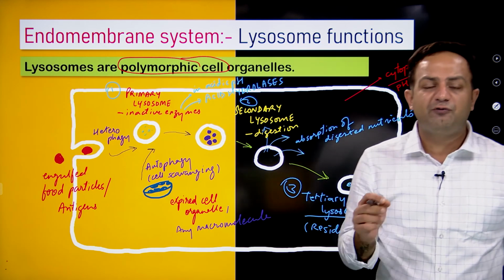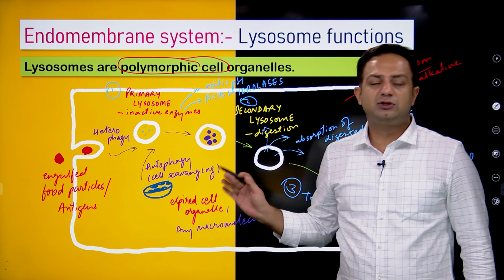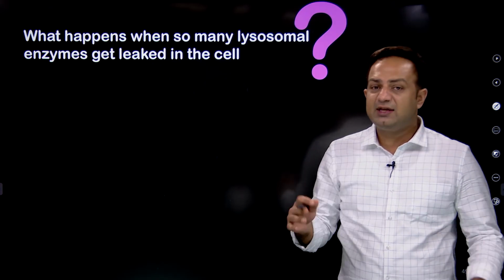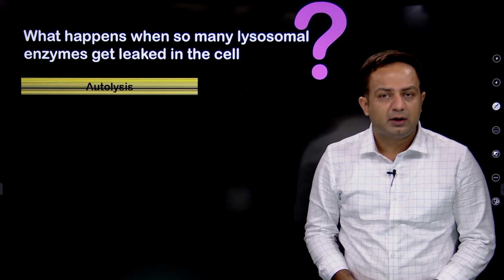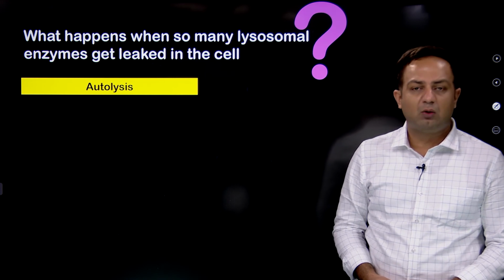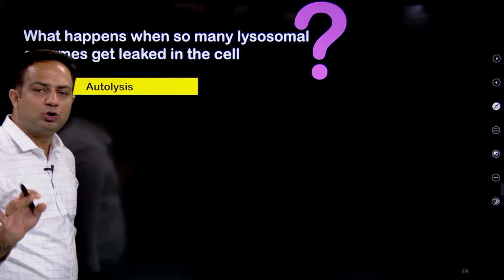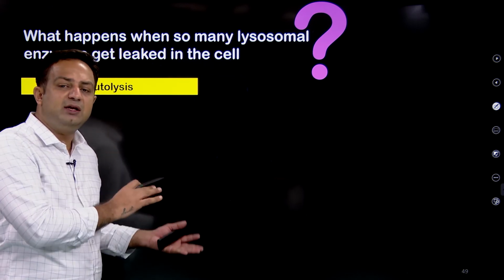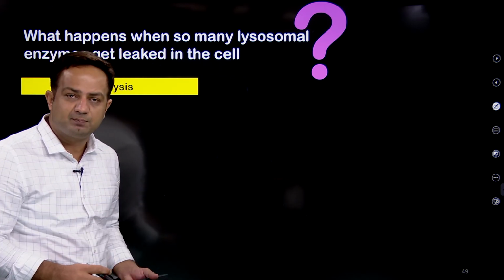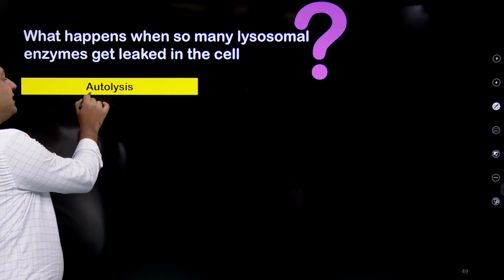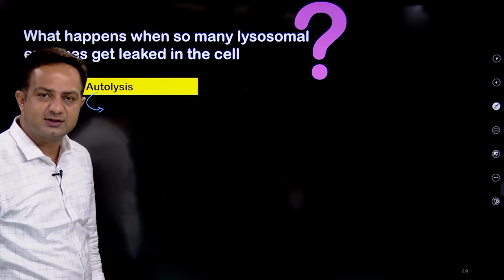I told you if a few enzymes are leaked, there is no problem. But if many enzymes are leaked, then it will result in autolysis. Now what does autolysis mean? Leakage of a few enzymes is not going to affect the cell. Why? Because the medium of the cytoplasm is alkaline. But if so many enzymes are leaked, it is going to cause autolysis. What does it mean?